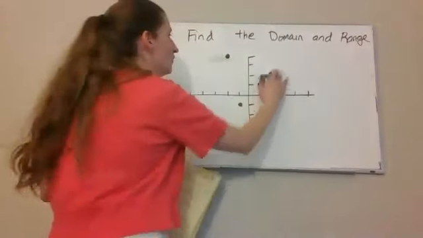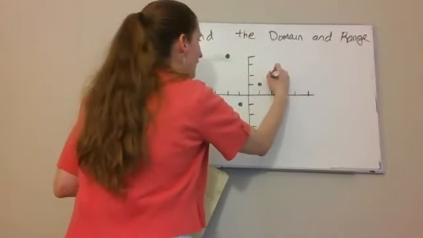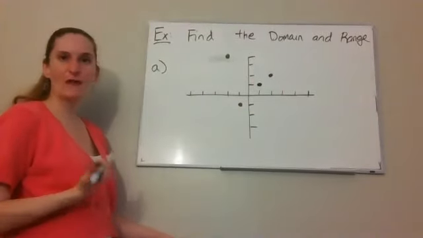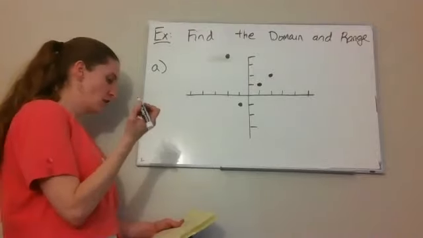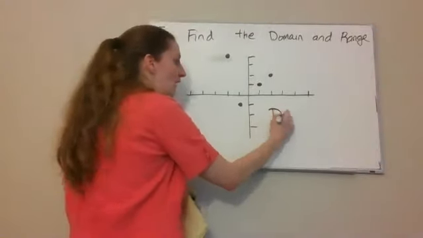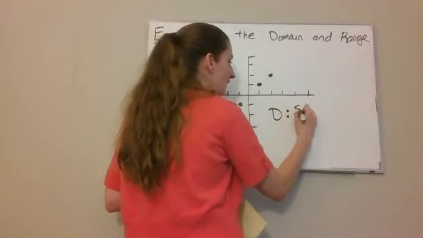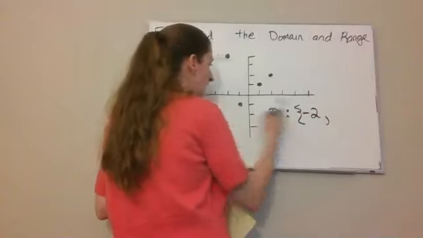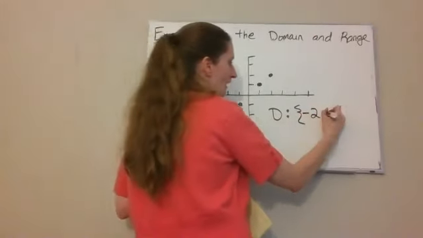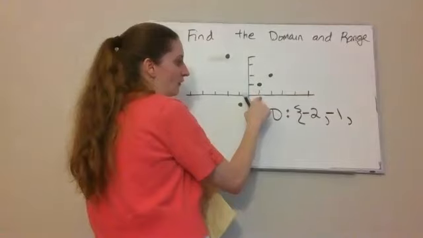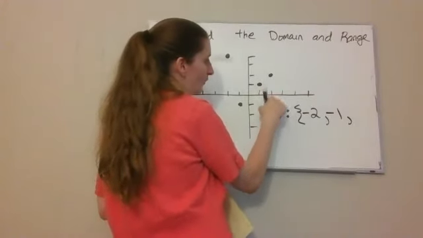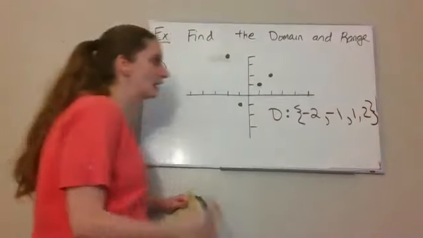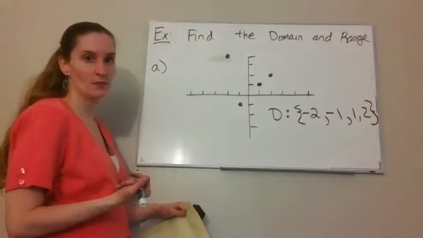All right. So remember, the domain is your x values and the range is the y values. So looking at this graph, I only have 4 points on this function. For my domain, let's just list all the x values of the points. This point has an x value of -2. This one has an x value of -1. This one's an x value of 1. And my last one's an x value of 2. So my domain is -2, -1, 1, and 2.